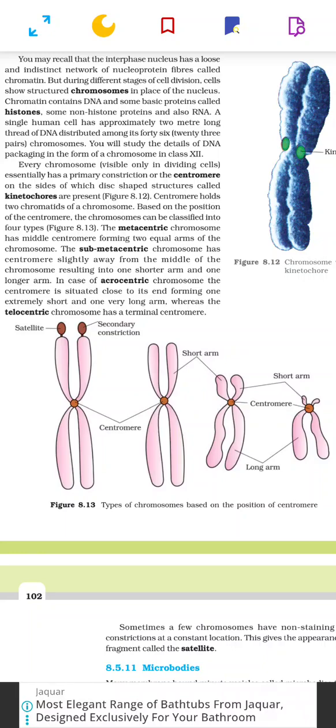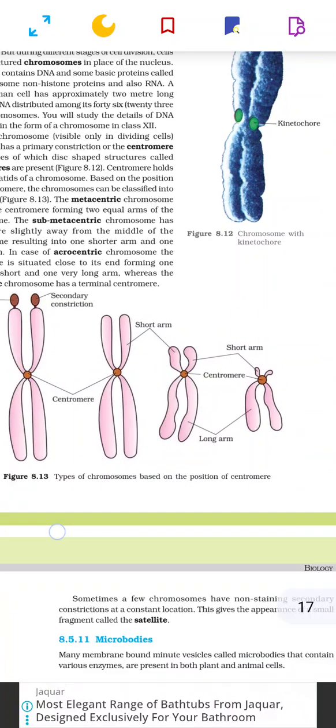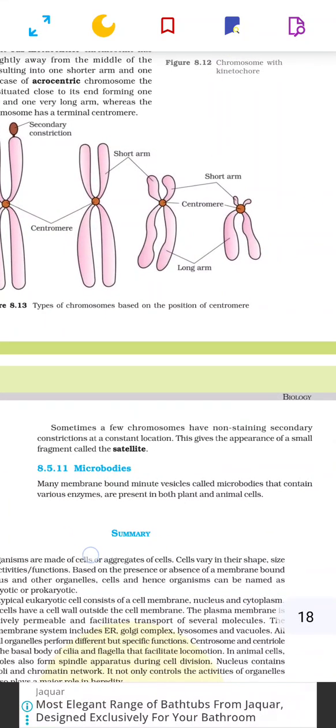There is also a secondary constriction which has a satellite and the nucleolar organizing region, that is the NOR region. And in the middle there is a constricted area that is considered as the centromere. Around the centromere, there is a disc-shaped proteinaceous structure which is considered as the kinetochore, and spindle fiber gets attached to the kinetochore. Sometimes a few chromosomes have non-staining secondary constrictions at a constant location. These give the appearance of a small fragment called satellite.